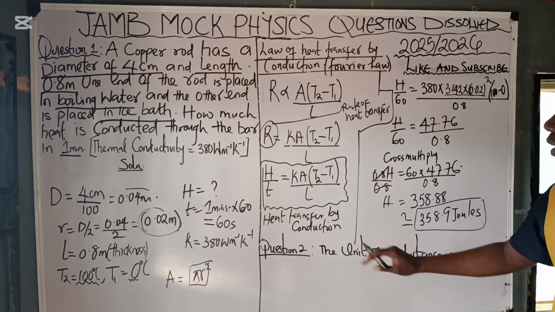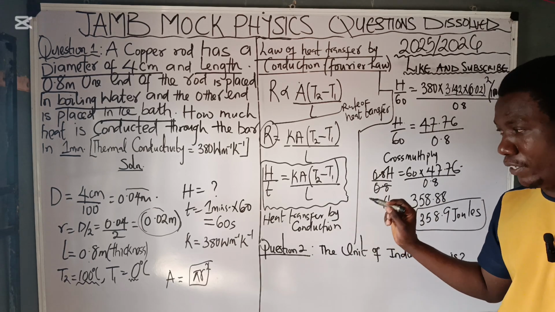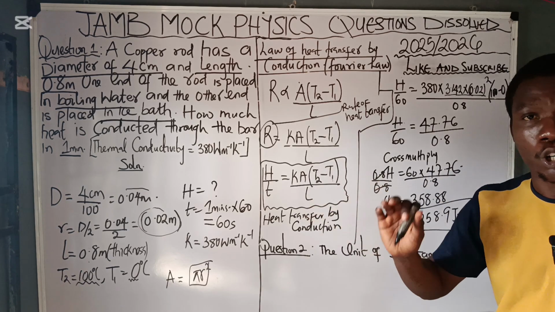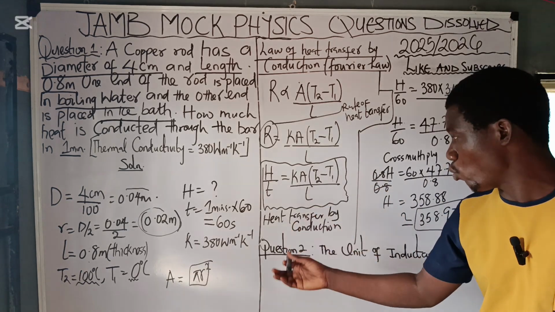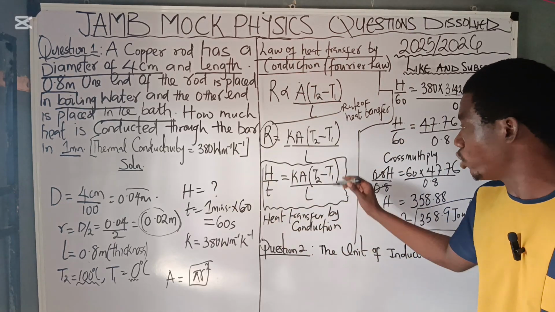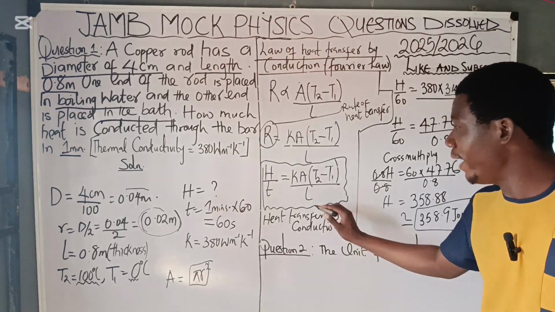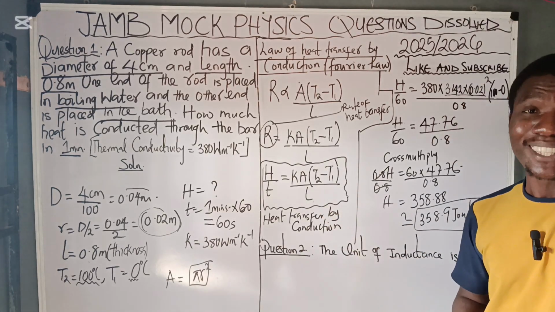So what you have to do is to learn this formula. Your K is called thermal conductivity. Your A is your cross-sectional area, which is pi r squared. Theta 2 is the final temperature or the bigger temperature. Theta 1 is the initial temperature or the smaller temperature. While L is referred to as the thickness.